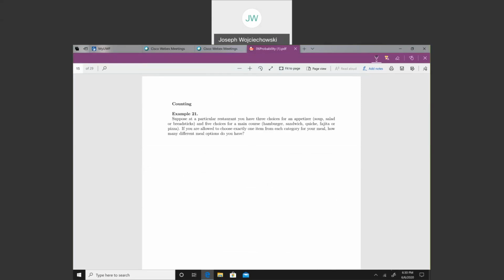So suppose at a particular restaurant, you have 3 choices for an appetizer: soup, salad, or breadsticks. 5 choices for a main course: hamburger, sandwich, quiche, fajita, and pizza. If you're allowed to choose exactly one item from each category for your meal, how many different meal options do you have? So let's look at this. We have 3 choices for appetizer: soup, salad, and breadsticks. Now we have 5 choices for the main dish, which is what? Hamburger, sandwich, quiche, fajita, and pizza. Now this would be the same for all 3 of these. So we have 5 meals here, 5 meals here, 5 meals here, for a total of 15.